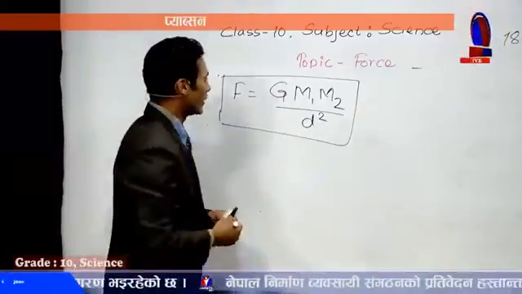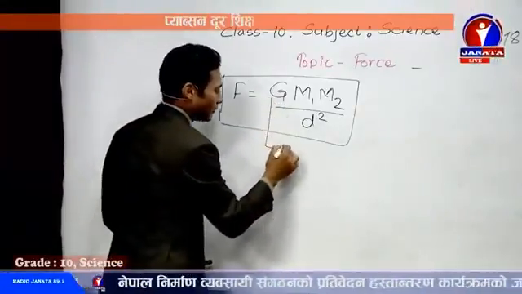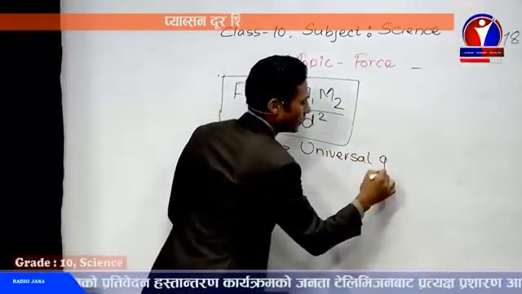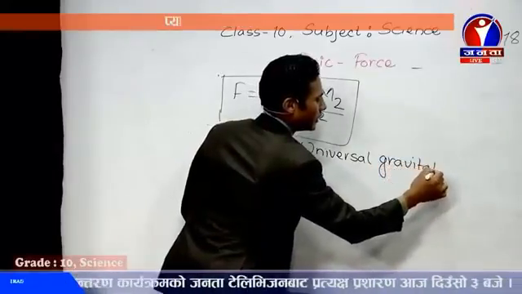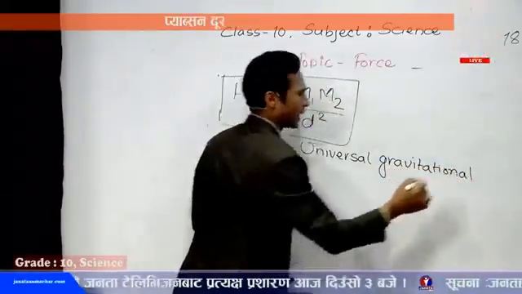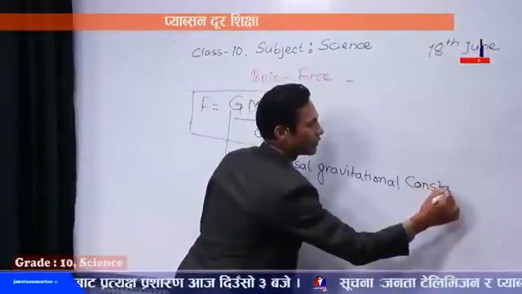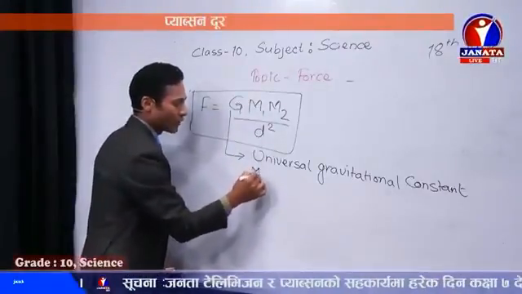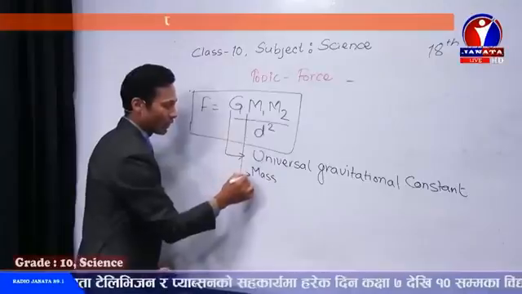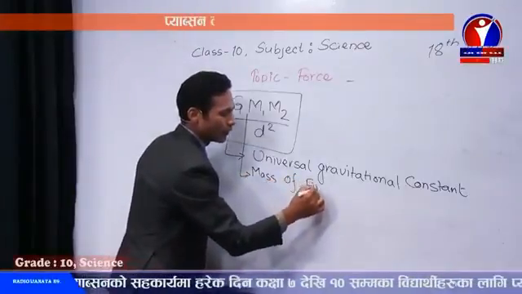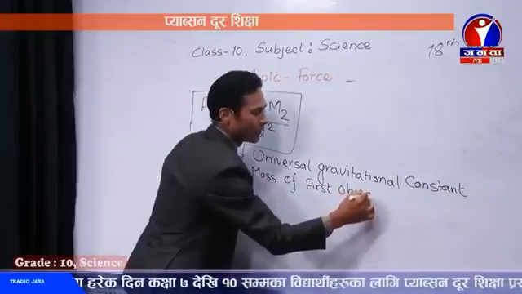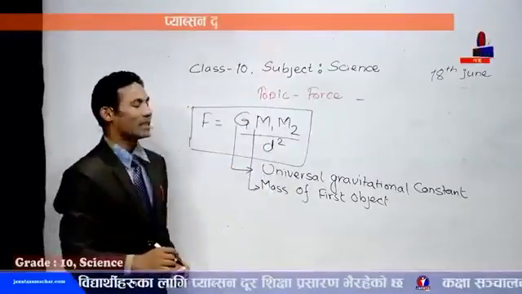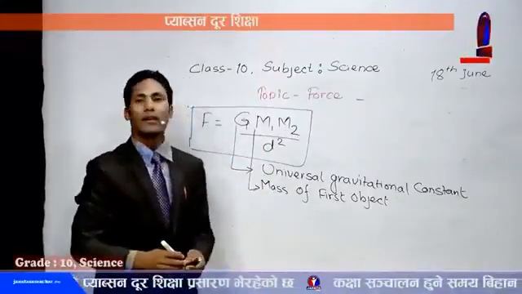Okay, and here remember that this G is the universal gravitational constant, and this M1 is the mass of the first object, M2 is the mass of the second object, and this D is the distance between them from their centers.